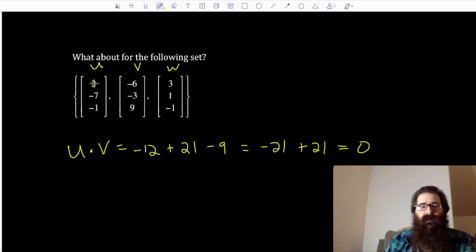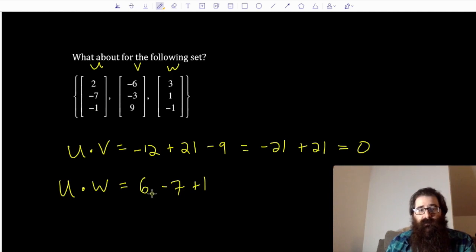So let me check U and W. On either ends, we'll do U dot W next. So I have 2 times 3, which is going to give me 6. -7 times 1 is going to give me -7. -1 times -1 gives me positive 1. We'll combine all these together. So 6 and 1 is 7. 7 minus 7 gives me 0. Looking pretty good.